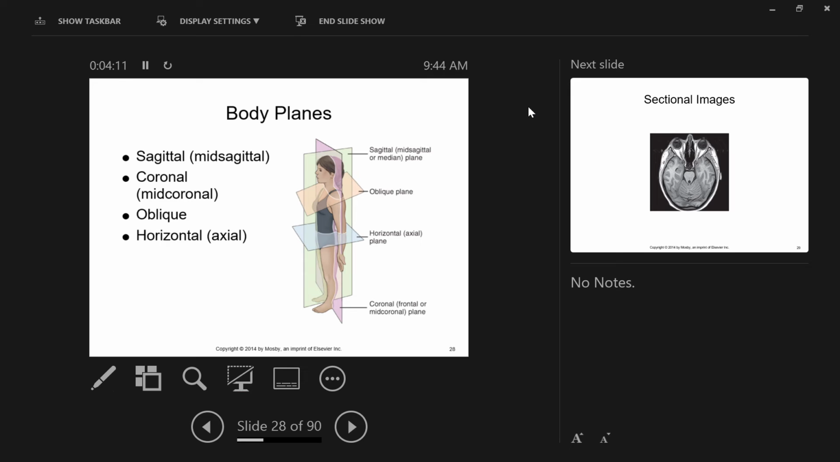The coronal plane, shown in sort of a purplish color, dividing the body into a front and a back. The horizontal or axial, or most often just called the transverse plane, shown in the blue color, divides the body into top and bottom.